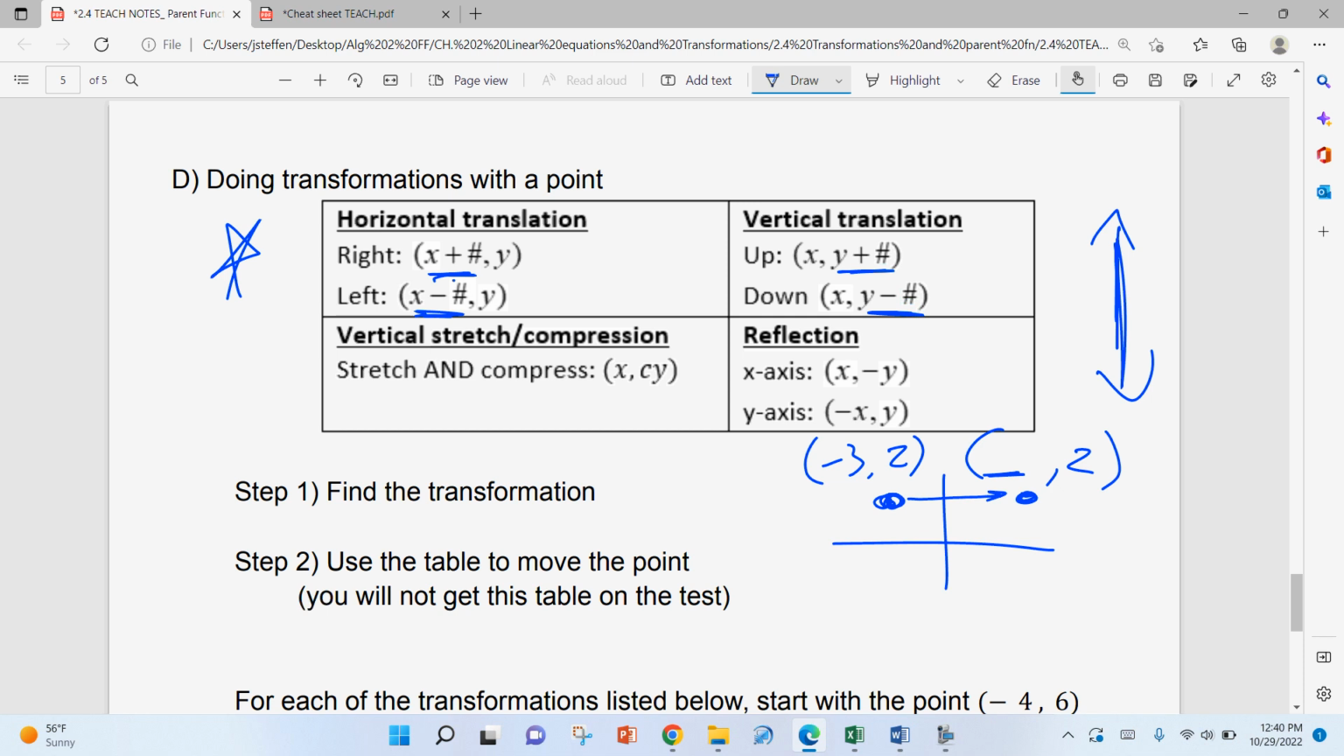Now the good news, stretch or compress, it doesn't matter which one it is. Since it's vertical, whether it's a stretch or compression, you always multiply it by your y value. Doesn't make any difference whether it's a stretch or compression. You always multiply it by the y value.